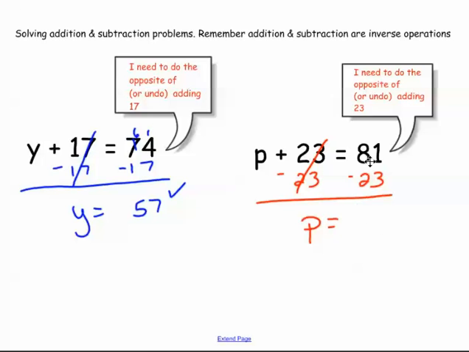Equals, and then 81 minus 23. So I'm going to have to borrow here. And there's my 11. My pen's going a little nuts here. So that's 58. So 58 plus 23, yep, that gives me 81. So that's a correct solution set.